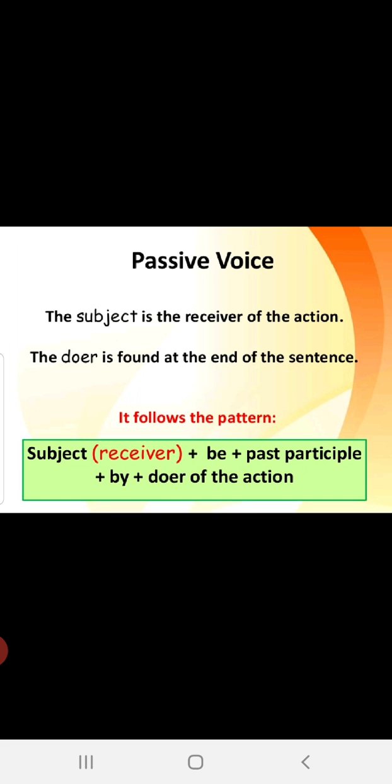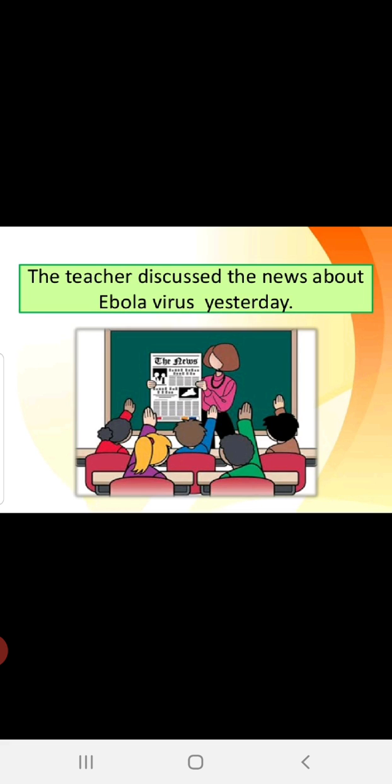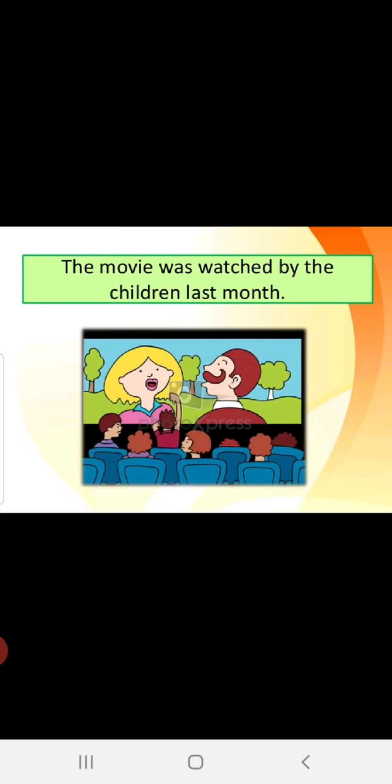Just follow the pattern: subject, the receiver, plus be, which is compulsory, plus past participle, the V3 form, plus by, plus the doer of the action. You will understand with the examples next. Don't get confused with the last example I gave: the teacher discussed the news about Ebola virus yesterday. This is an example for active voice, where they are concentrating on the teacher, the subject or the doer.